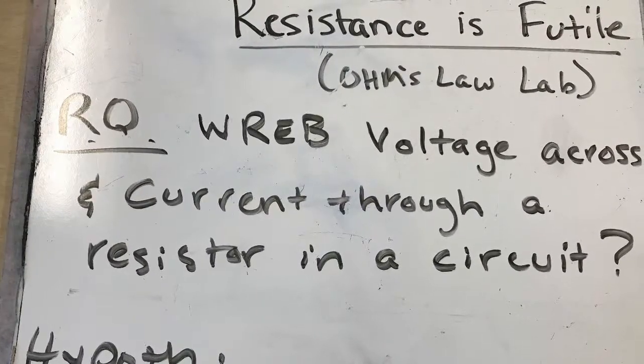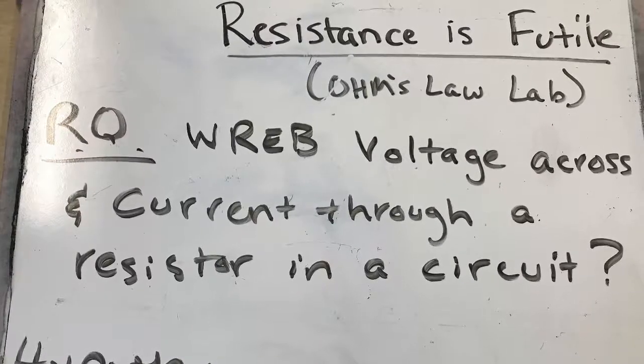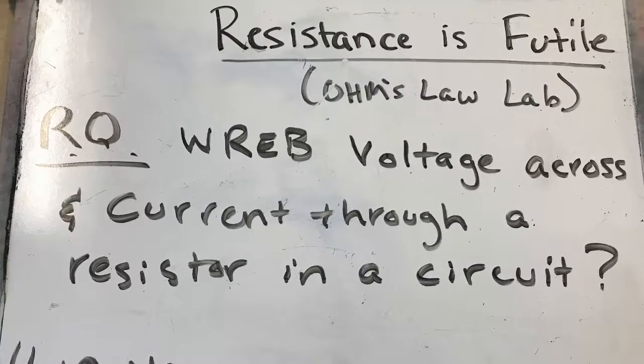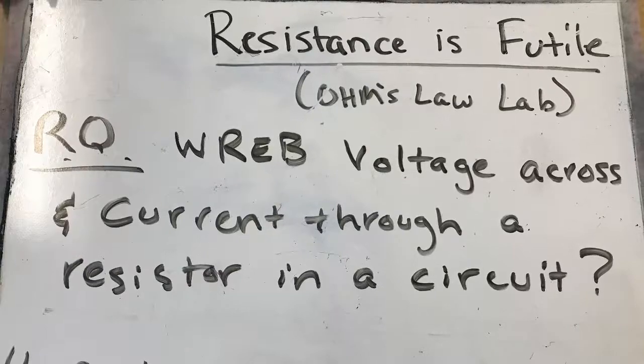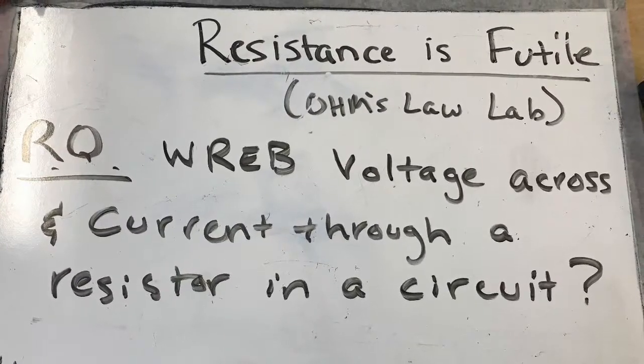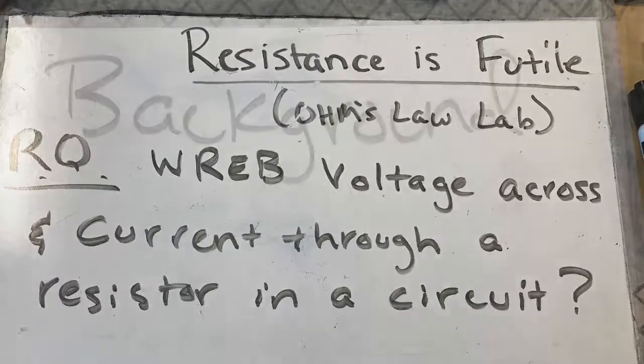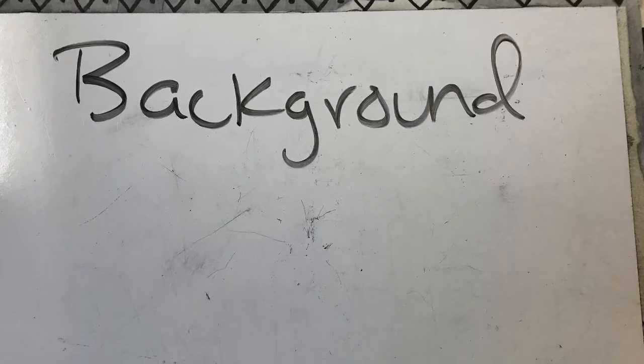What relationship exists between the voltage across and the current through a resistor in a circuit? Once you get the research question down, please make a hypothesis. How do you think those variables will relate? The next section, we're just going to have some background.